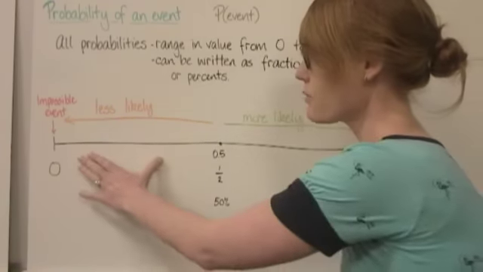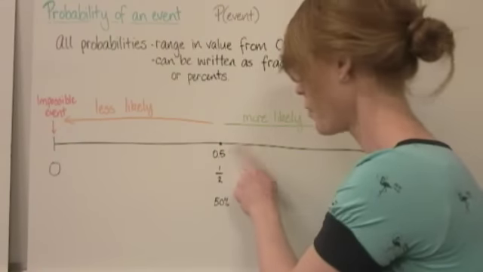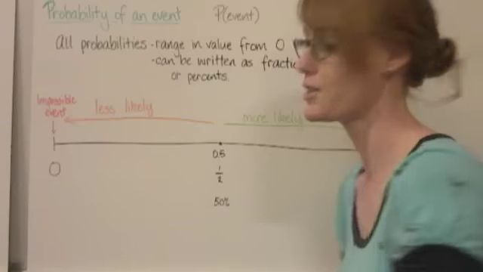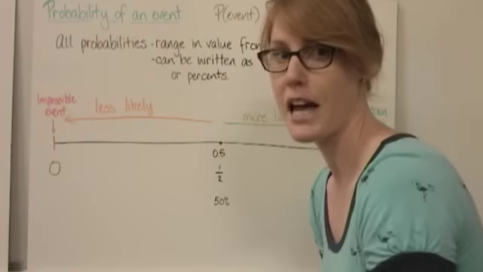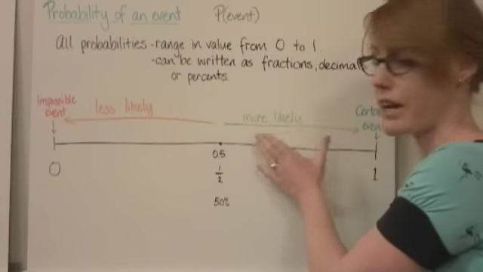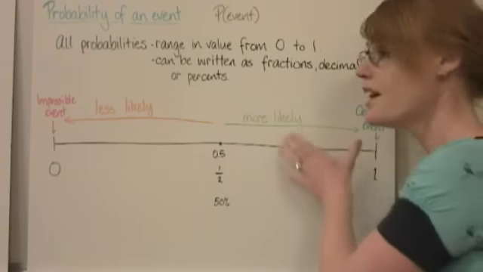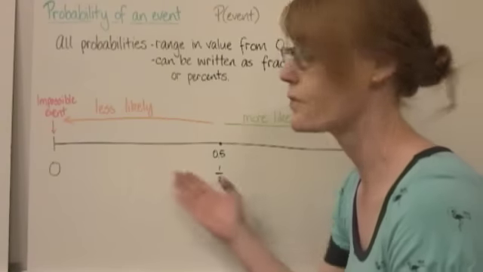So here is the range between 0 and halfway, or 0.5, or 1/2, or 50%, where the event would be less likely to happen. And if the probability of the event falls in this range between halfway and 1, then it's more likely to happen than, say, an event in this first section here.